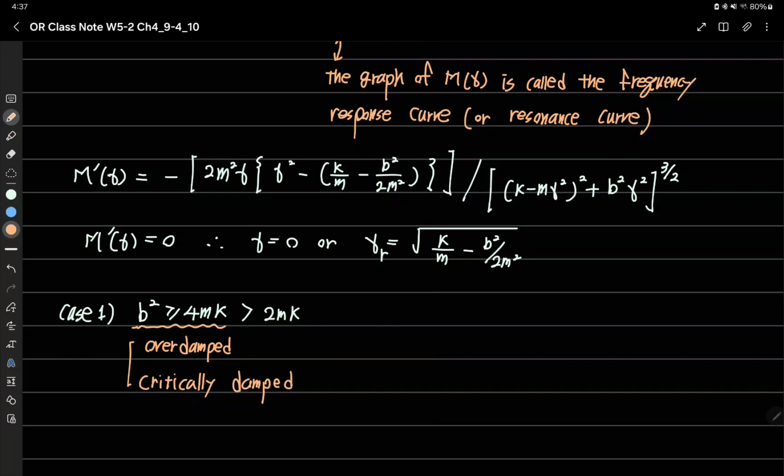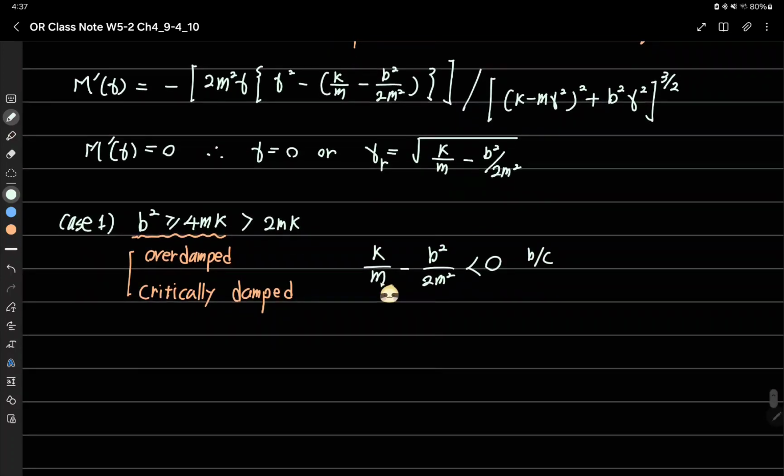Okay, so that means there is no oscillation behavior, right? And since k over m minus b squared over 2m squared is less than zero, it must be less than zero. Why? Because the common denominator is going to be 2m squared. So k over m is going to be 2mk over 2m squared, right?